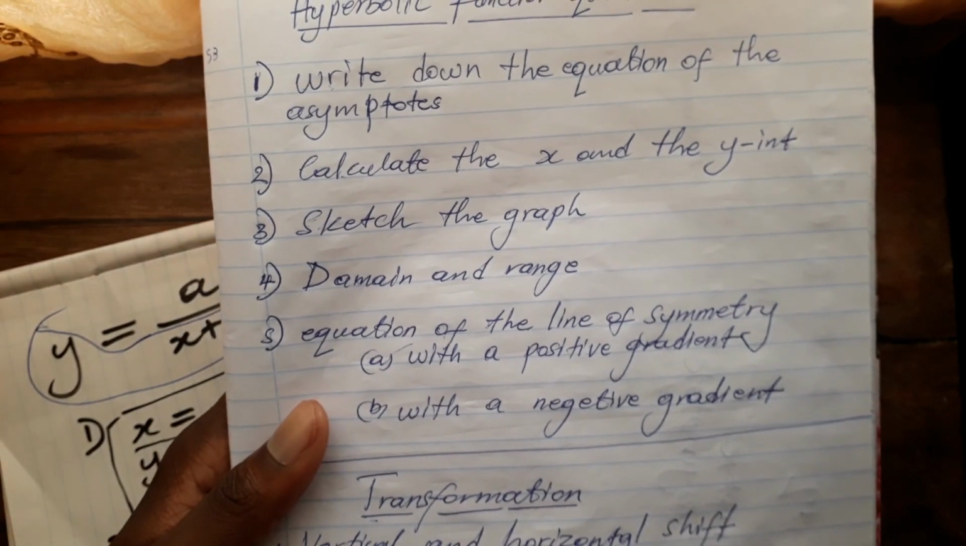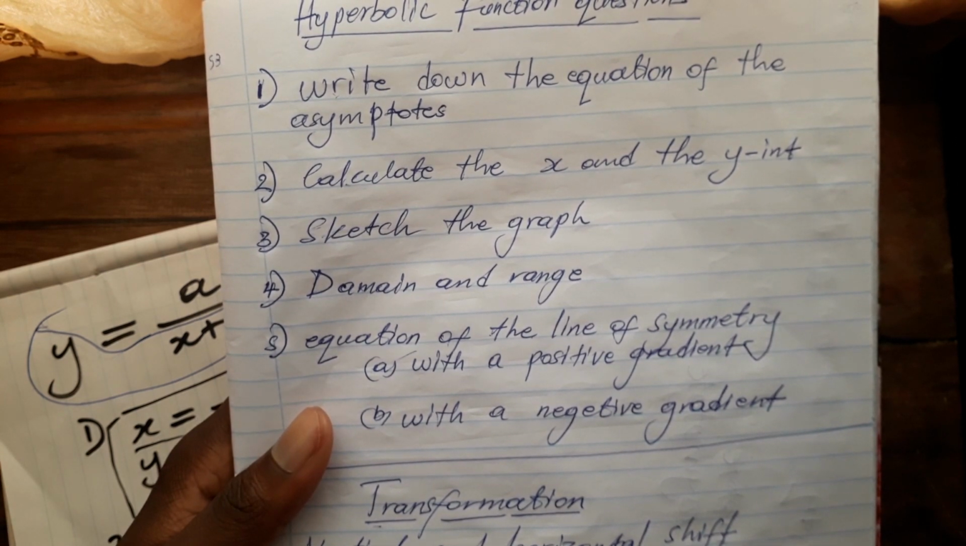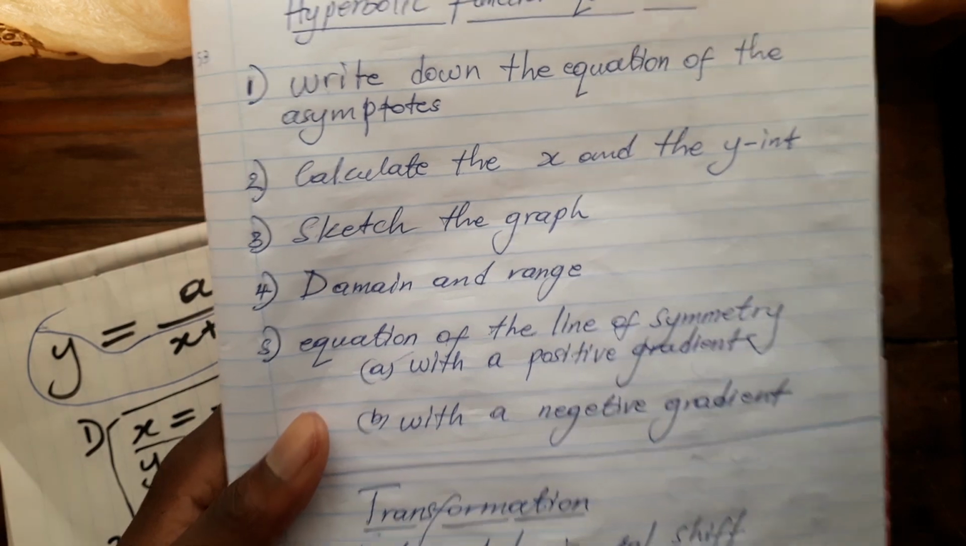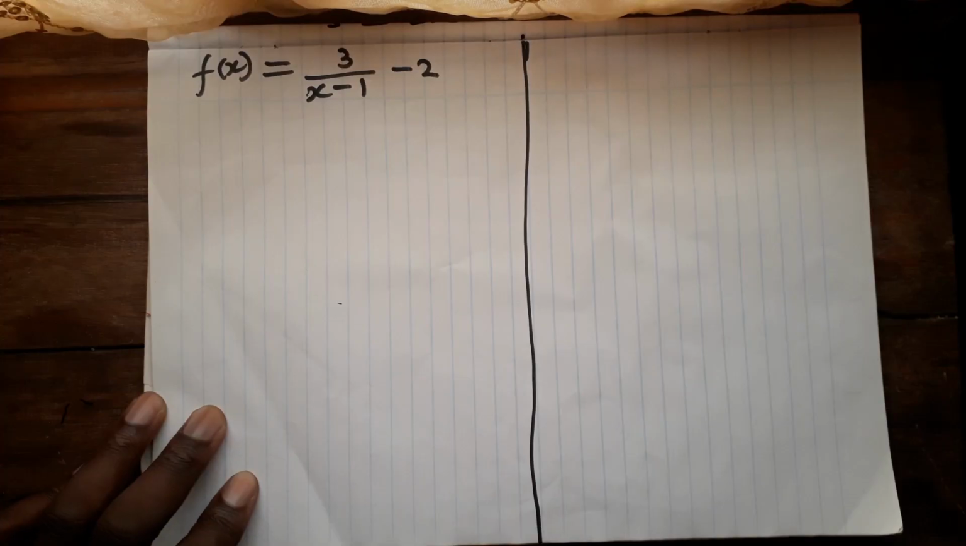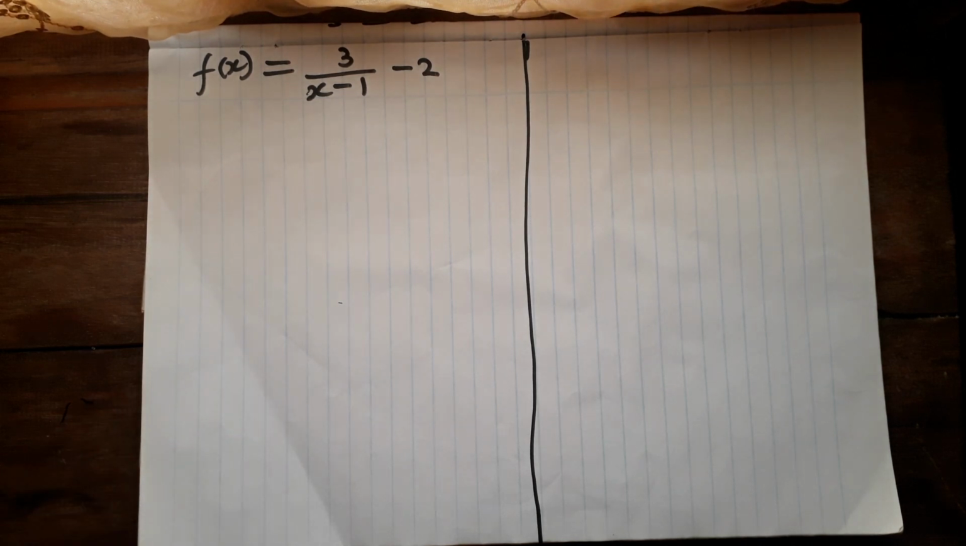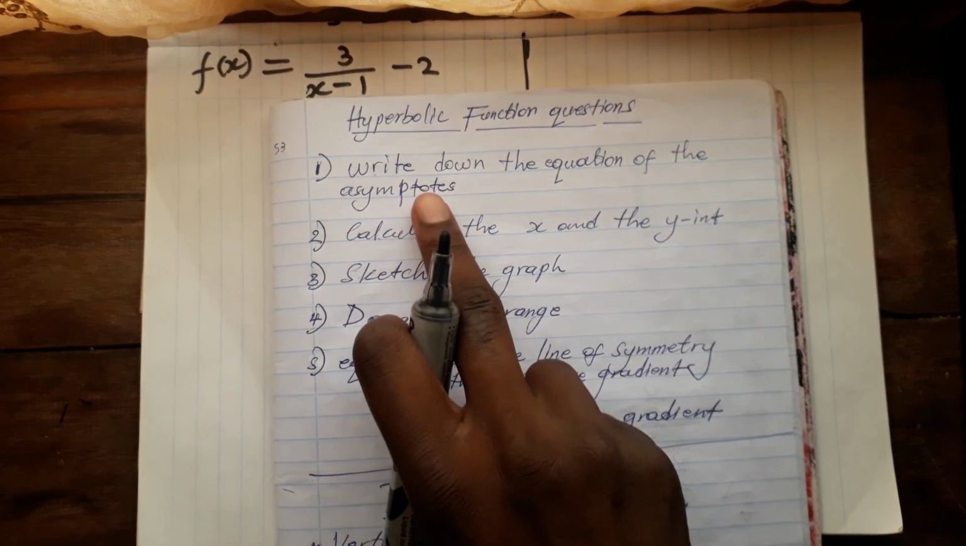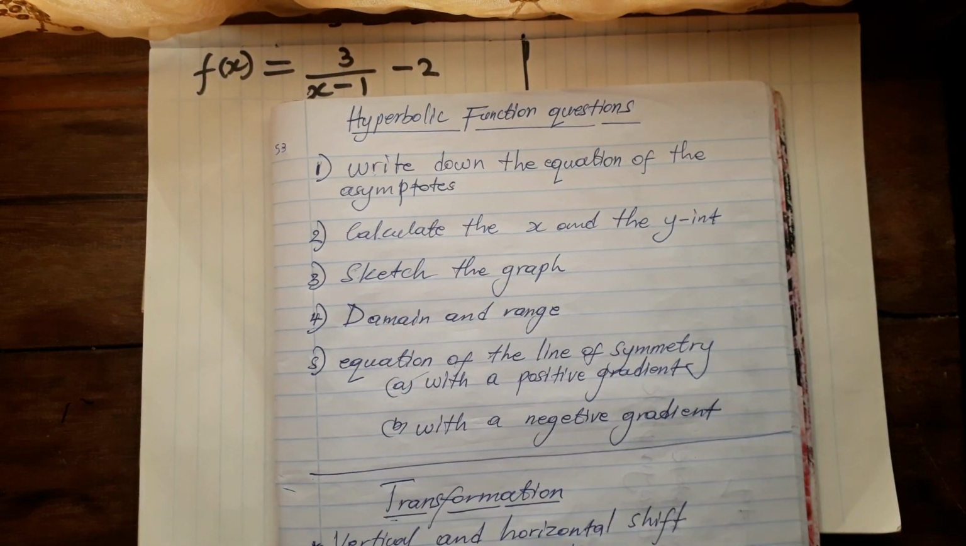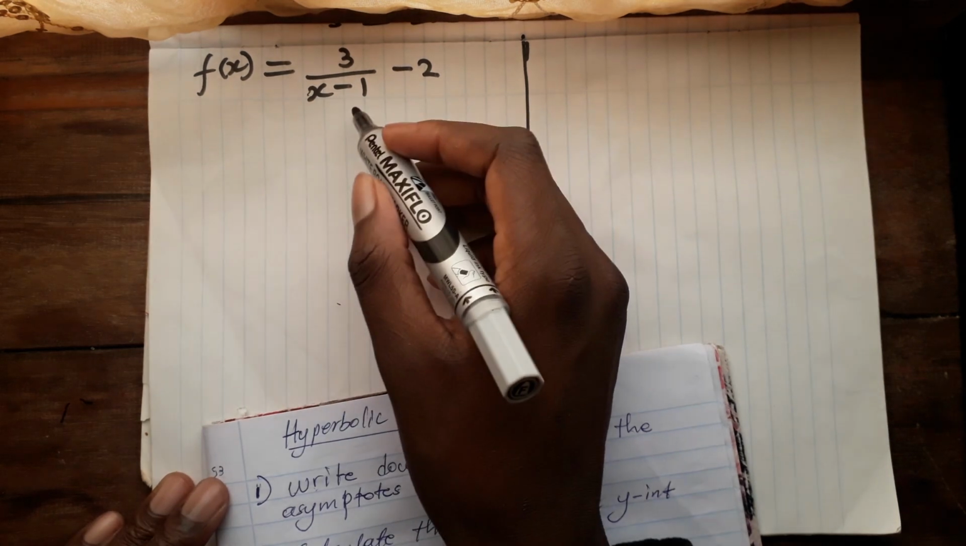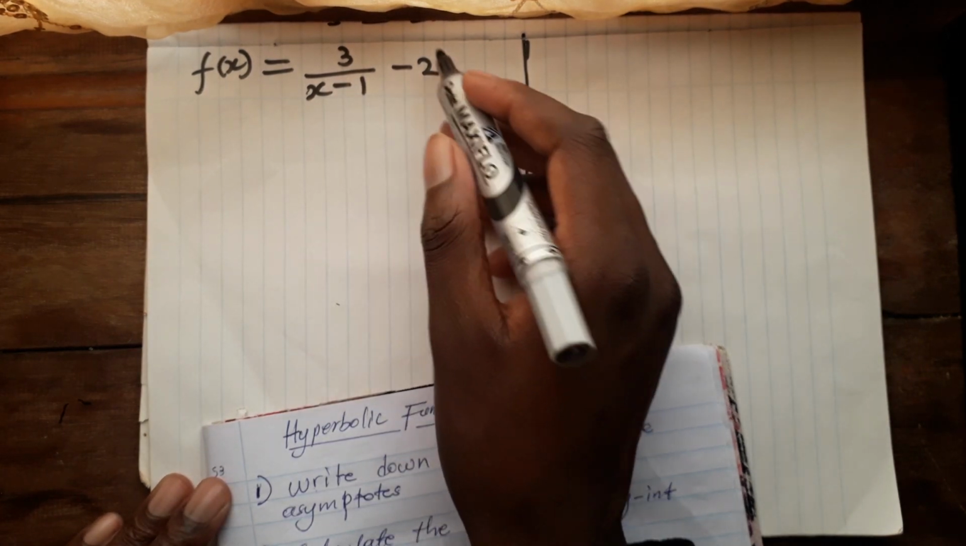So we are going to pick a question from the exam question paper and try to answer all these questions here. Let's take this equation, f of x equals 3 divided by x minus 3 minus 2, and we are supposed to answer all these questions that I just gave you here. The first question: write down the equation of the asymptotes of this function. I already told you that this one is the asymptote of x and this one y.